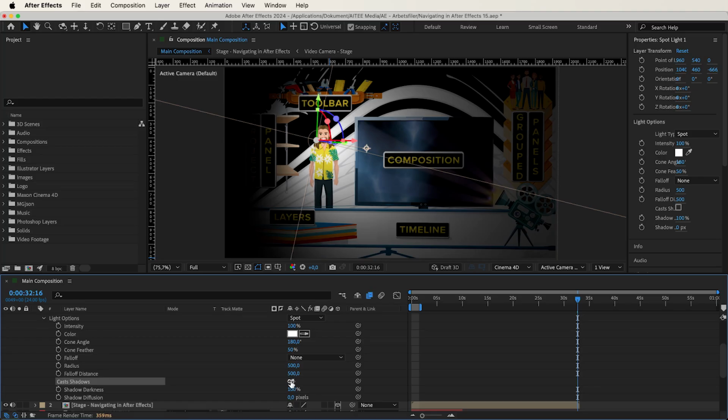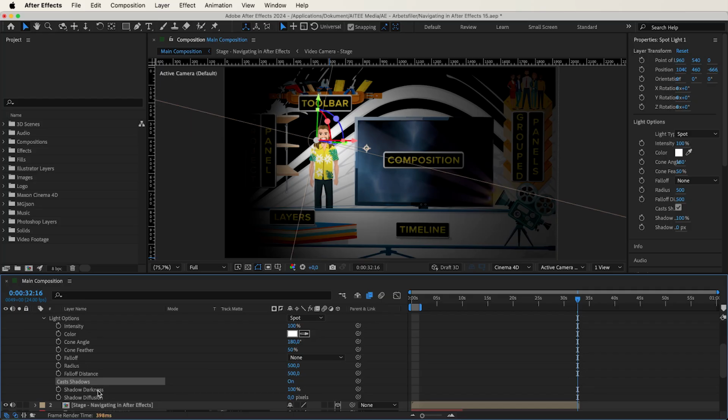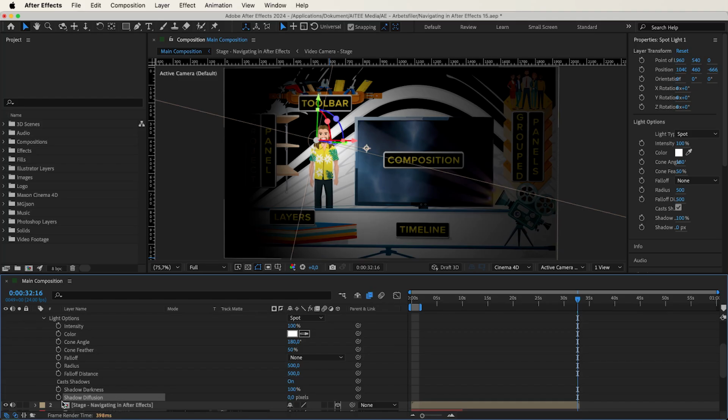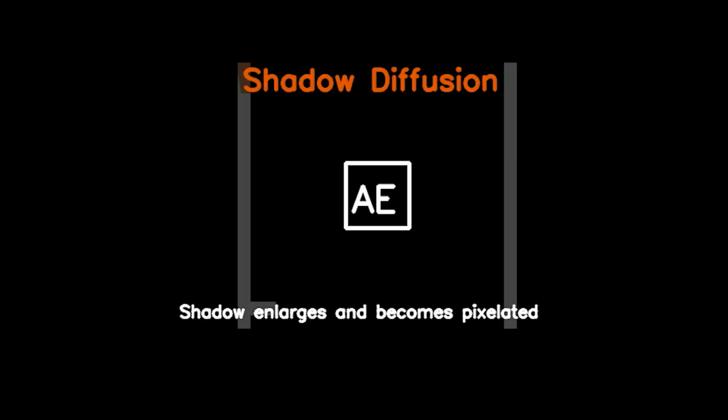The cast shadows option lets us turn on and off the visibility of shadows behind a text or object. Shadow darkness is used to brighten or darken the shadow, a bit similar to the look of using opacity. And then the diffusion is just like a blur, unsharpening the shadow whenever it is increased.